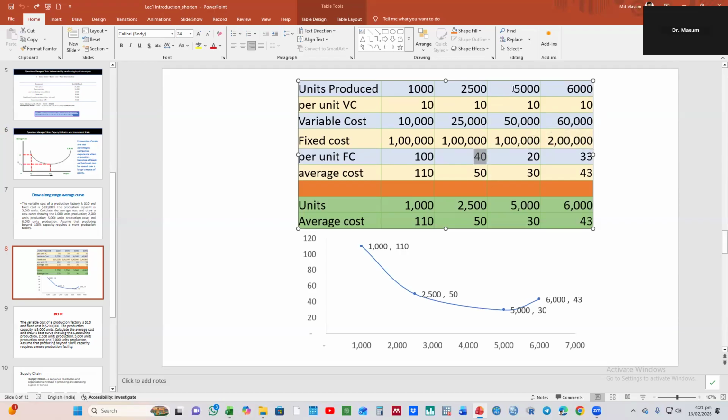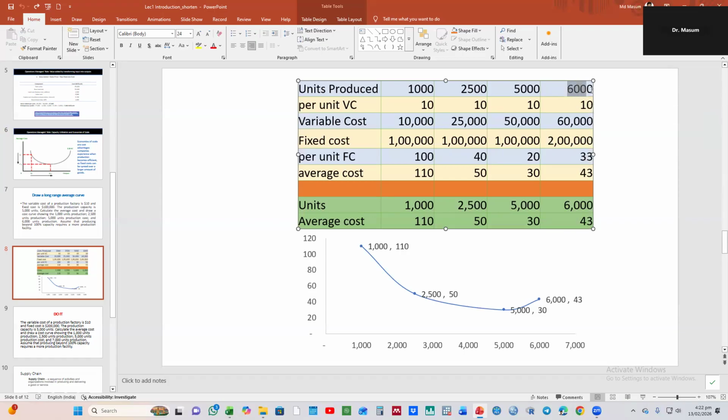When you are receiving an order with 5,000 units, what will happen? Your fixed cost will decline more. 100,000 divided by 5,000 equals 20. So your average cost is 10 plus 100, 110. 10 plus 40, 50. 10 plus 20, 30. But when you are producing more than your capacity, from 5,000 you are producing 6,000, beyond your capacity, you have to rent one more factory. The fixed cost will double, 200,000. And what will happen here?